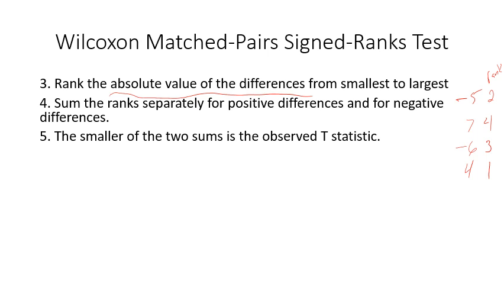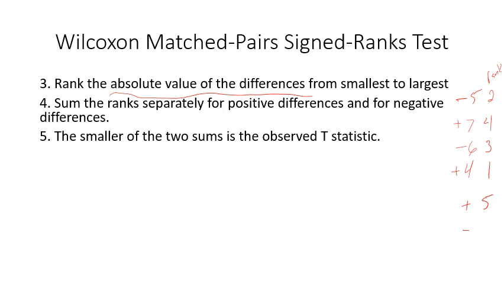Then we sum the ranks separately for positive differences and negative differences. So over here on the right, what we've got are positive and negative. We could even put positives next to the ones that are not negatives. So for 4 and 7, if we look at the ranks, we've got a rank of 1 and a rank of 4. So we've got 5.